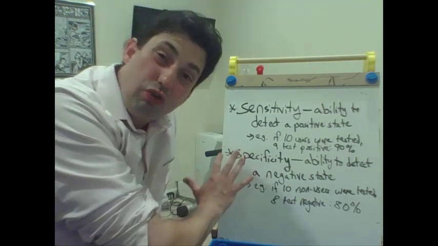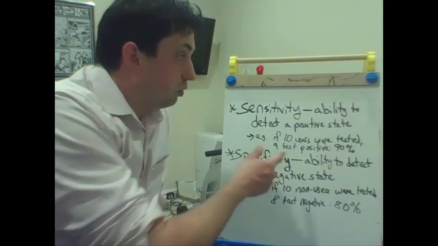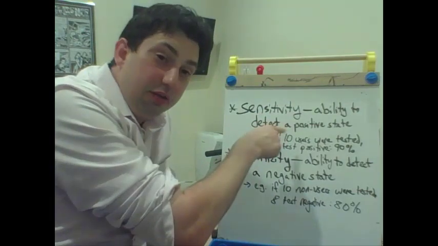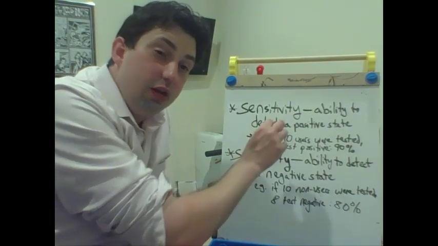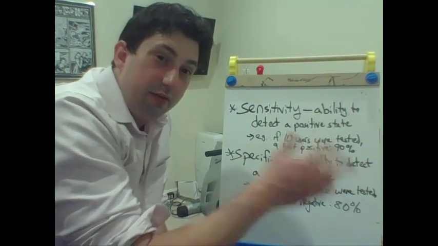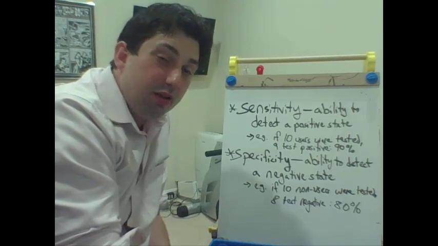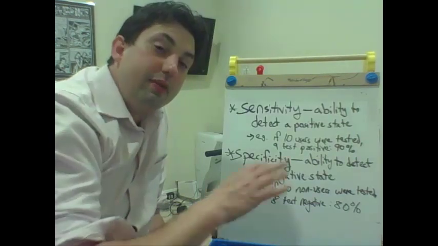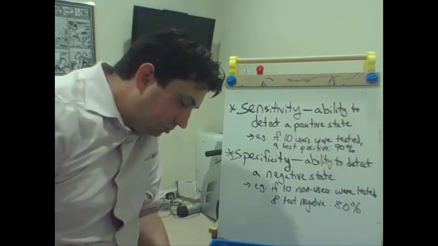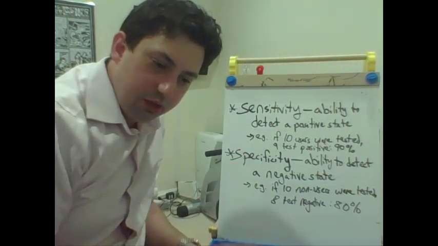In practice, there's usually a trade-off between the two. If you want to make sure that you don't miss any positive states, then you are also more likely to incorrectly identify people as positive when they're really negative. Let me give you an extreme example of this, just to hopefully get the idea of accuracy in our heads.